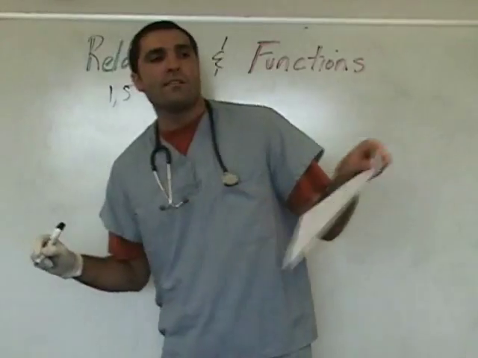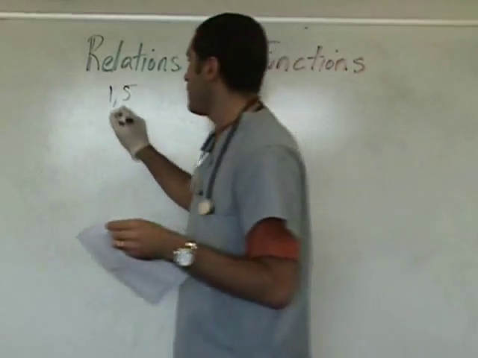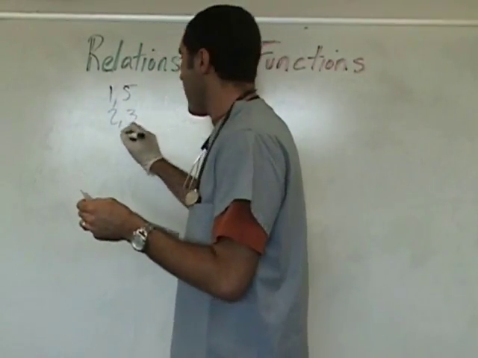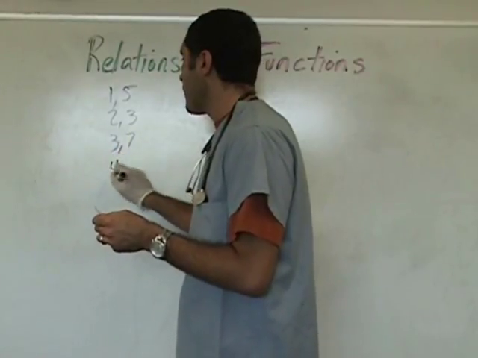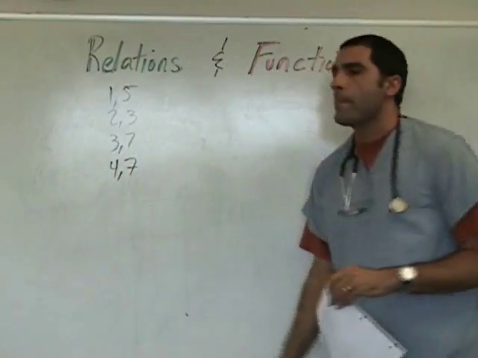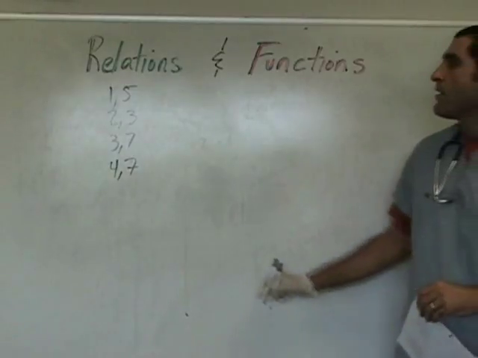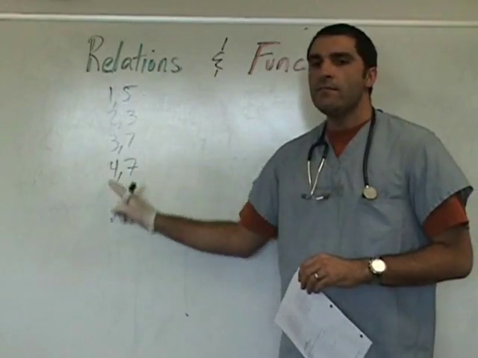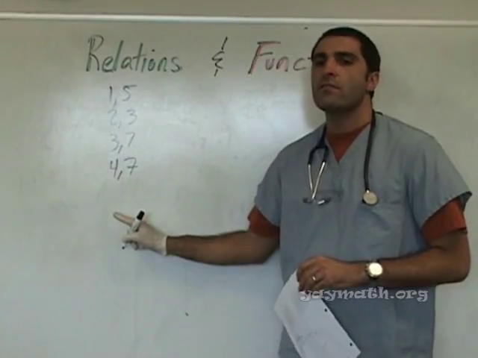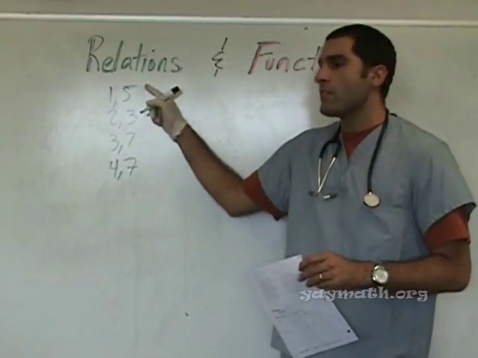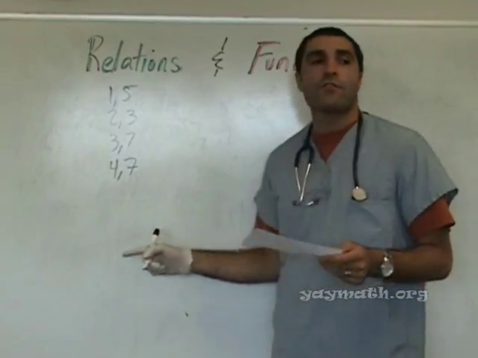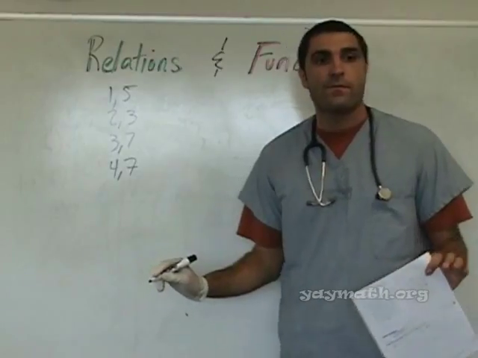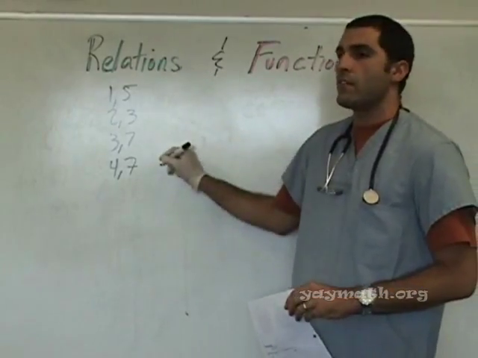We're at Example 1, part A: 1, 5; 2, 3; 3, 7; and 4, 7. So what is the domain here? All possible x values: 1, 2, 3 and 4. What's the range? 5, 3, 7. And that's it, right? We don't have to repeat the 7 because 7 is already included.